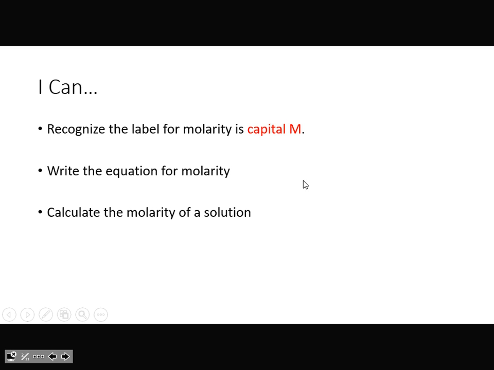Our second objective is that you should be able to write the equation for molarity. You probably already got that in the notes from the video you watched last night. And finally, we are going to calculate the molarity of a solution, and we're going to manipulate this molarity equation we have right here so that we can calculate molarities of solutions.